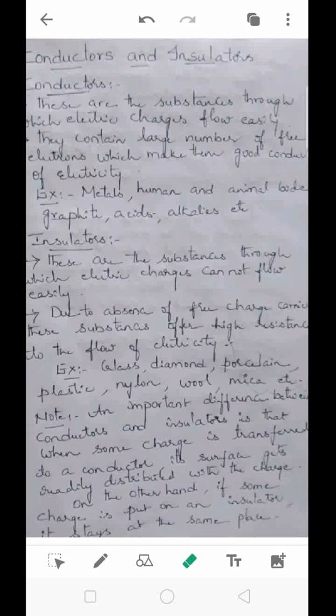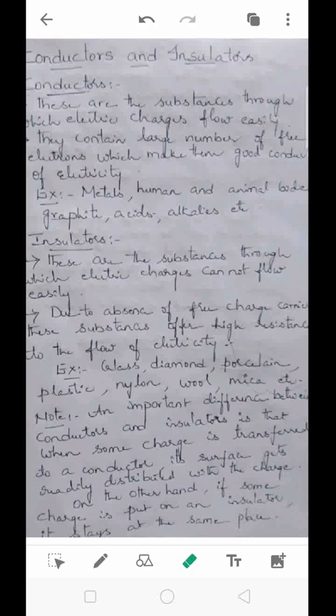These are the substances through which the electric charges will flow very easily, and the reason is that the valence electrons are more in the conductors, and they contain a large number of free electrons which make them good conductors of electricity. Okay, so these conductors conduct electricity and they are very good conductors.